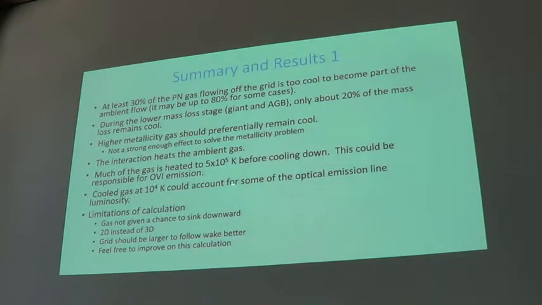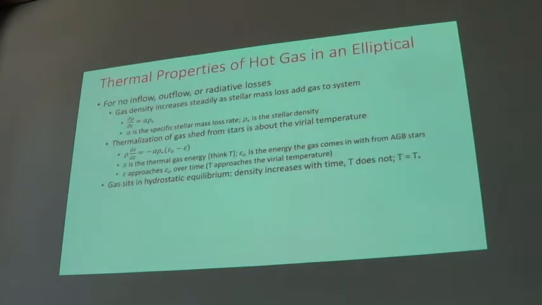In any case, this simulation would show that there's some fraction of cold gas, or gas lost from planetary nebulae, that remains cold and can build up in early type galaxies, and we see it. We see some of it. So that's the first part.